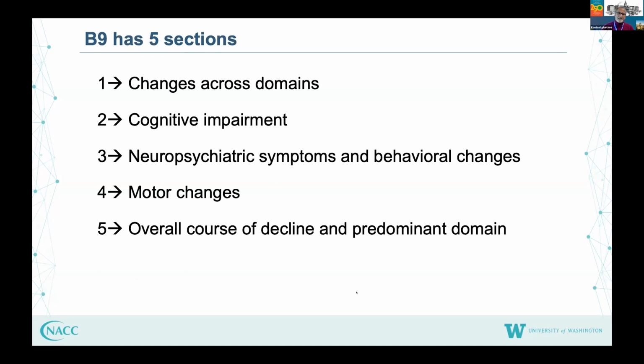So there are 5 sections. I'll go through each of them. One is an overview for broad changes across domains. The second relates to elements of cognitive impairment. The third is neuropsychiatric symptoms and behavioral changes. Then motor changes. Then the overall course of decline and predominant domain. And hopefully these will become clear as we look at the form.